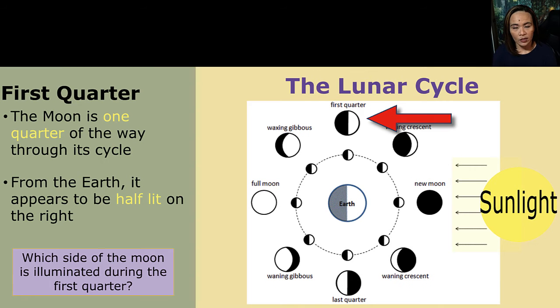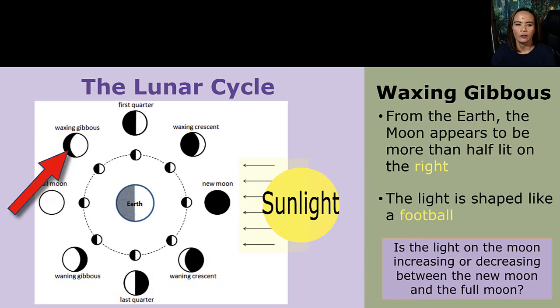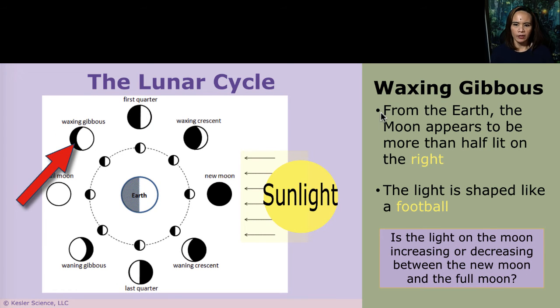The next one is your first quarter. The first quarter is when the moon is 1/4 of its way through its cycle. From the Earth, it appears to be half lit on the right side. Question is, which side of the moon is illuminated during the first quarter? Next up is waxing gibbous. From the Earth, the moon appears to be more than half lit on the right side. The light is shaped like a football.